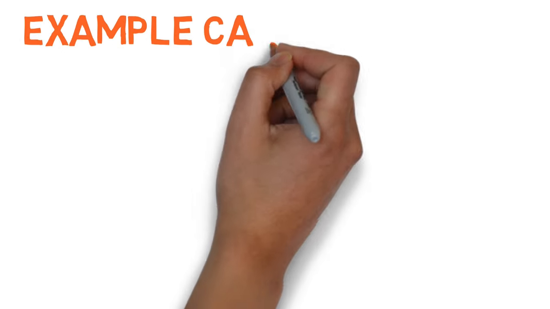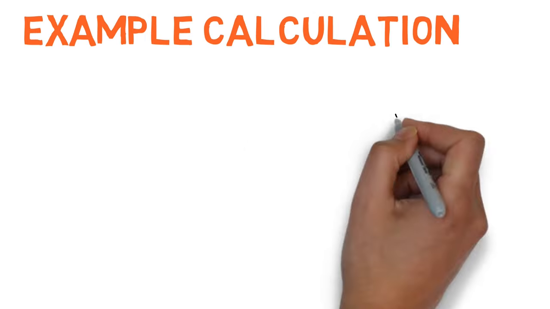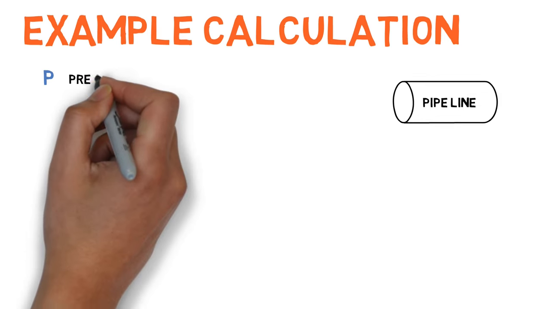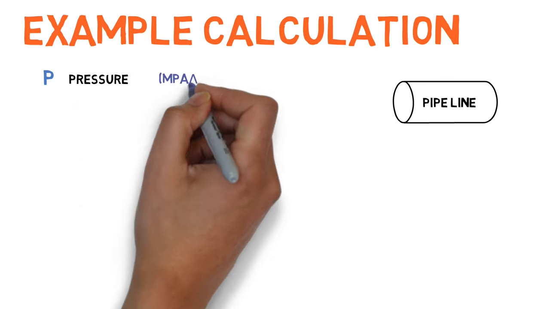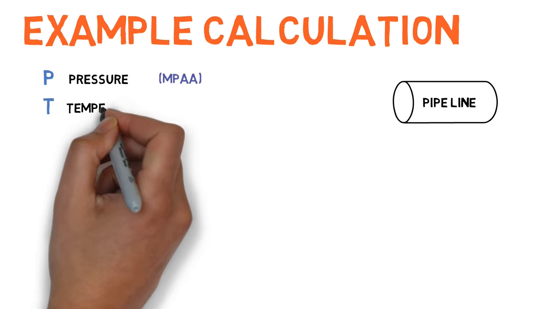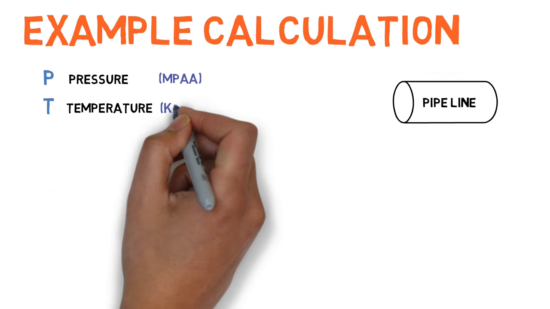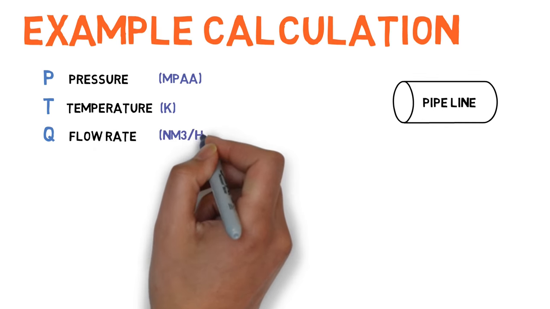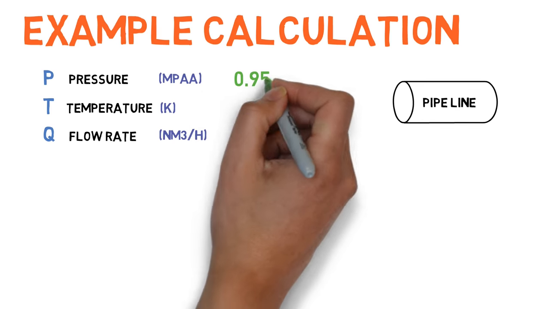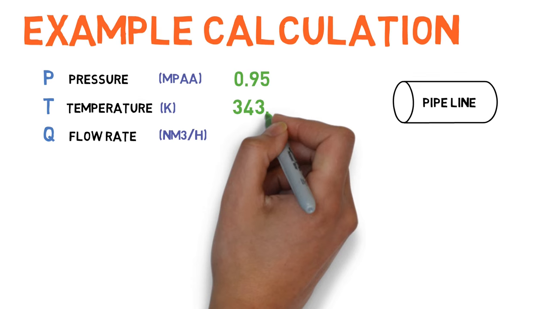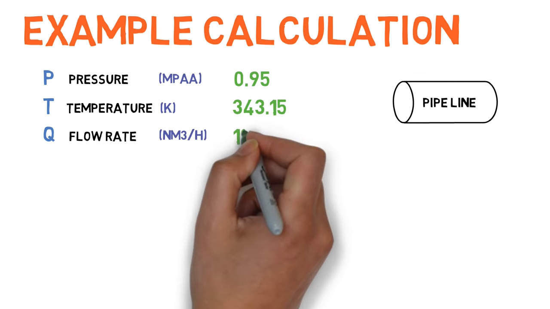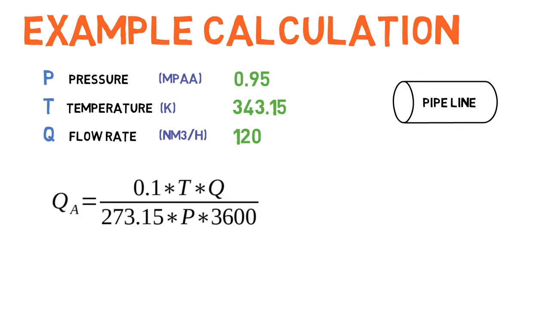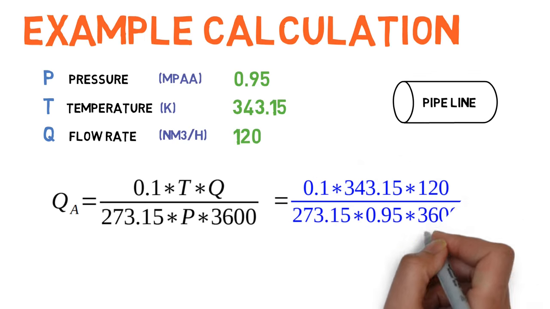Let's see an example calculation. Consider 0.95 megapascal absolute pressure, 343.15 Kelvin temperature and 120 normal meter cube per hour volumetric flow rate. Volumetric flow actual shall be. Apply the input values into the formula.